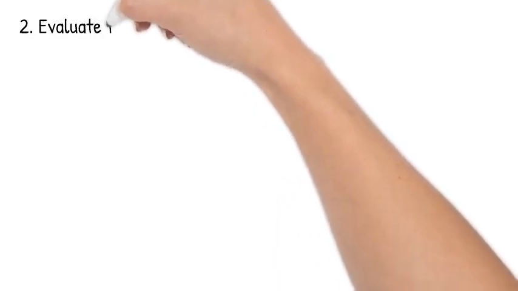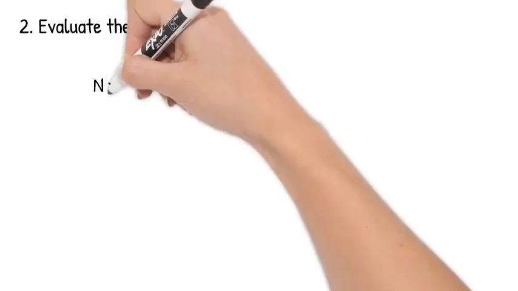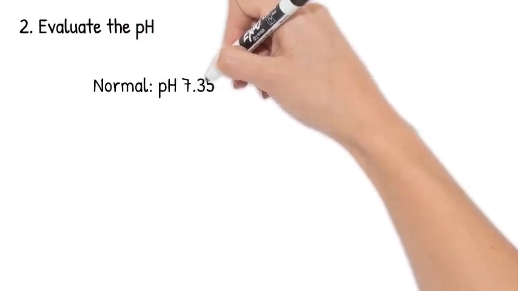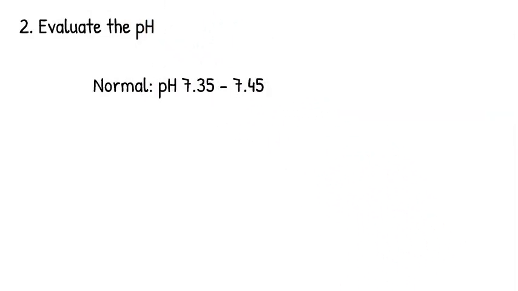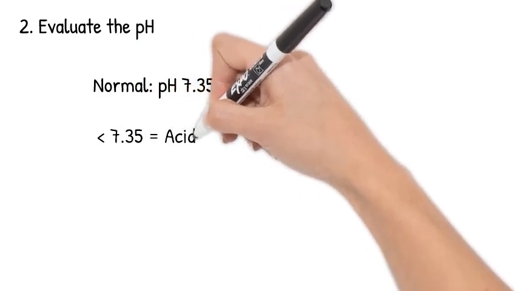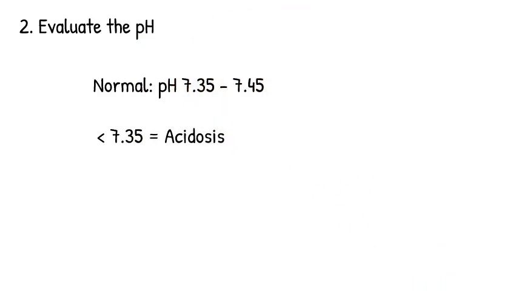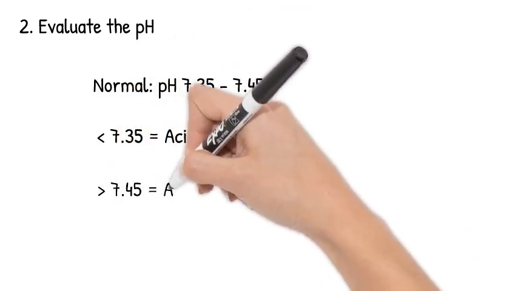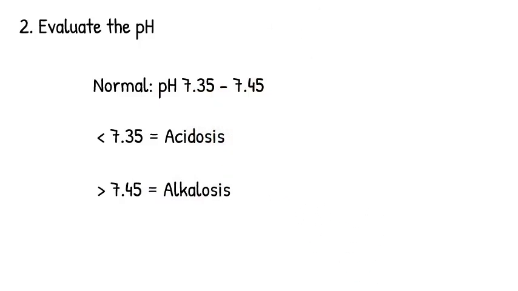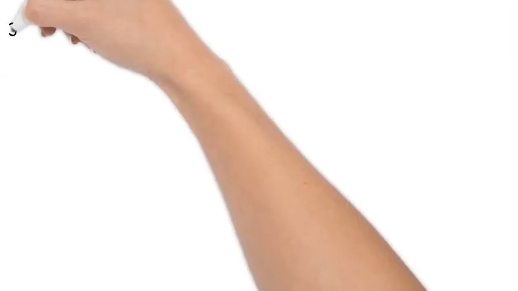The second step in evaluating the ABG is looking at the pH. Now, I think we all know that a normal pH is between 7.35 and 7.45. And I think we all know that if it's low, then it's an acidosis, and if it's high, then it's an alkalosis. So you just literally need to look at the pH and write down whether there is an acidosis or an alkalosis, not interpreting anything, just stating what you see.